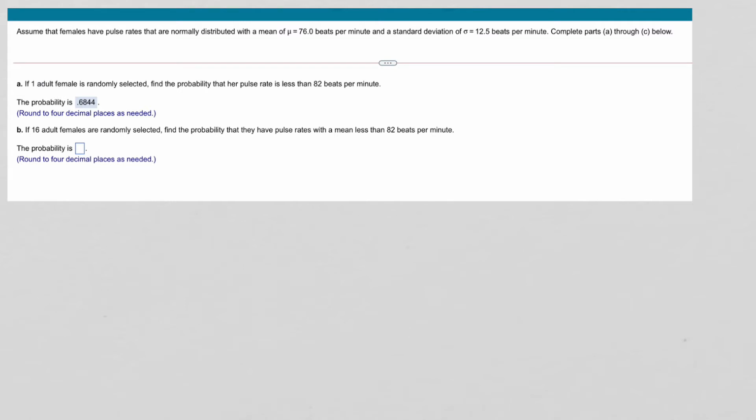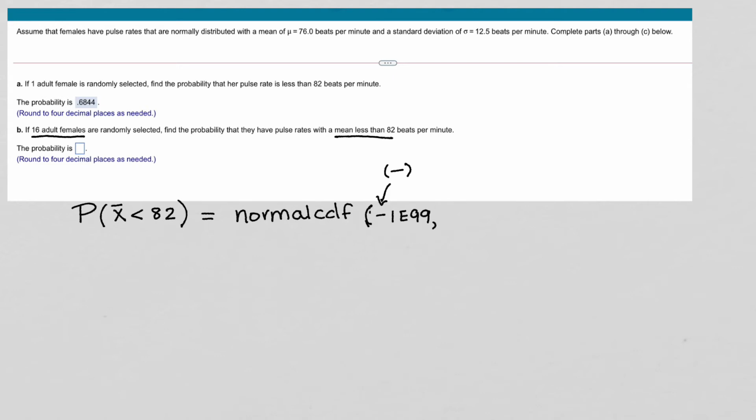Now in this next problem, it says, what if 16 adult females are randomly selected? Find the probability that they have pulse rates with a mean less than 82. So now we're finding the probability that the mean of the values is less than 82. So again, I'm going to use my normal CDF function. And again, we're going from negative 1 E99, and I can use the 1 or not. So either 1 E99, negative 1 E99, or just negative E99. Either one is fine. Make sure that this negative is the negative in parentheses on your calculator. And my upper limit is 82.